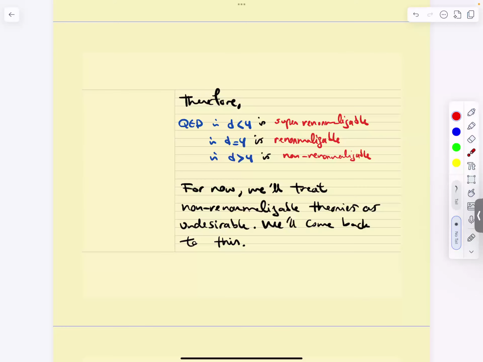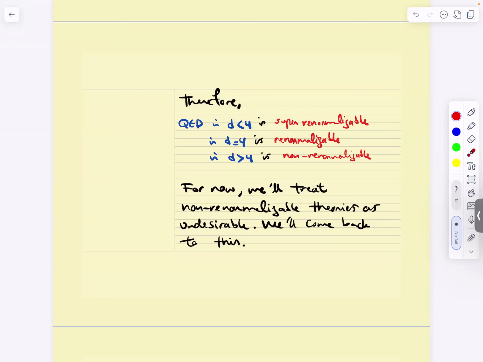For now, we will treat non-renormalizable theories as undesirable. We'll come back to this later. There was a time in quantum field theory, in theoretical physics, when non-renormalizable theories were considered sick. They're considered bad and sick. That was a while ago. Things have changed.